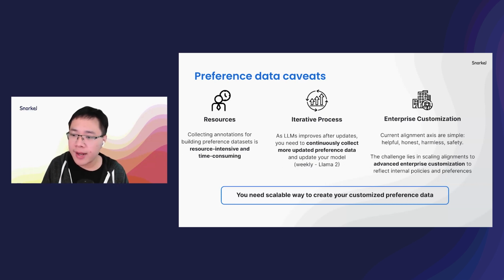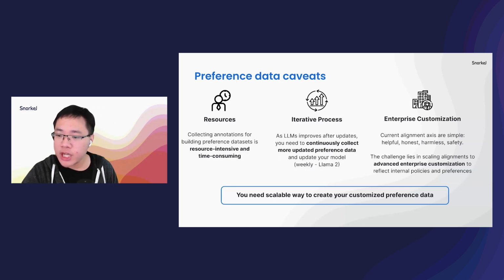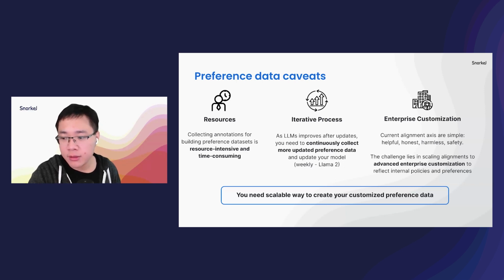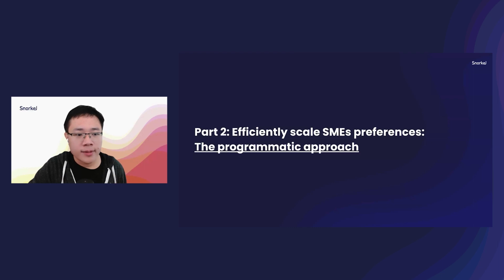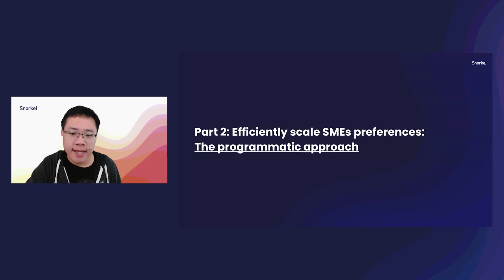And the current alignment axes are very simple right now, like helpfulness, honesty, harmlessness. But the challenge lies in scaling alignment to more advanced enterprise customization for internal policies. So you need a scalable way to create your customized preference data. Now we'll talk about that piece: how to efficiently scale those preferences using a programmatic approach.